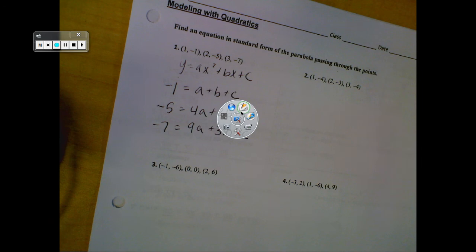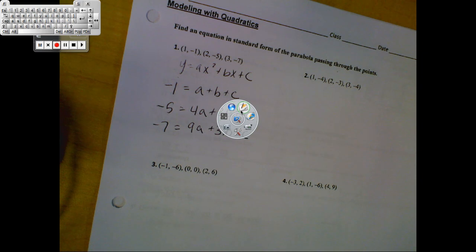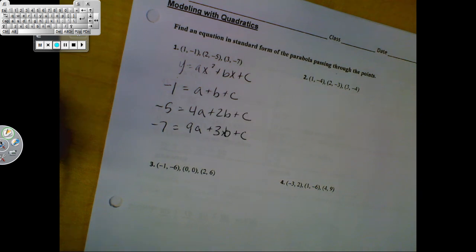How do I move this thing? I don't know how to get this out of the way. Can I drag it somewhere? Oh, there we go. Okay.